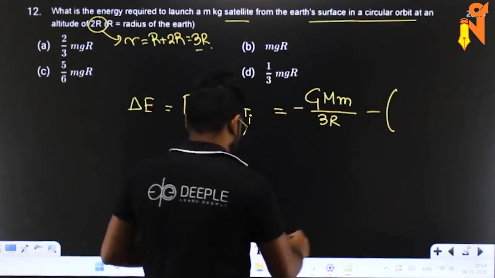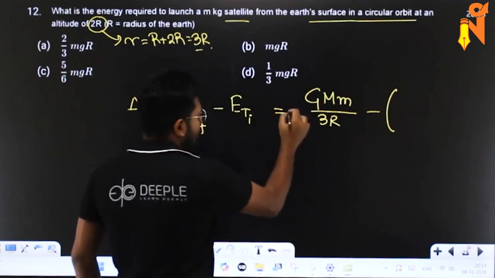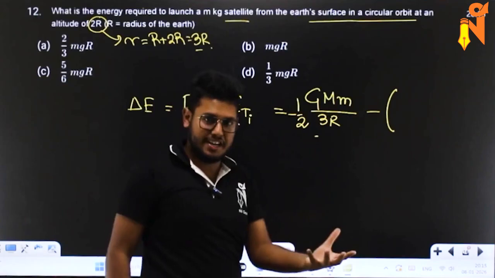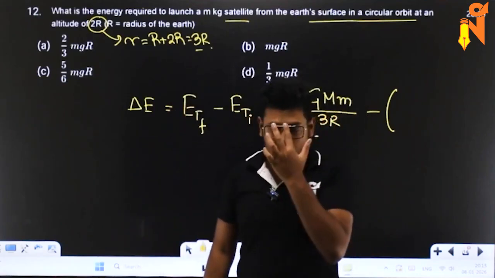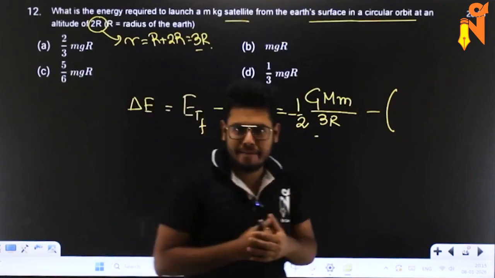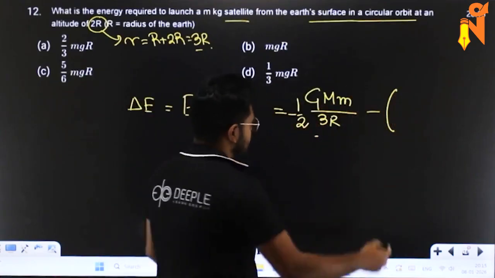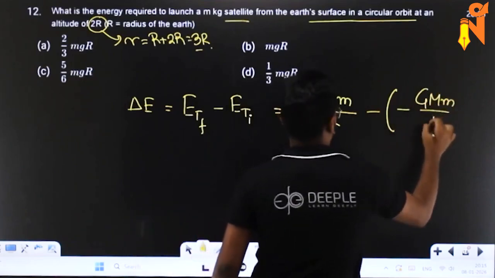Oh, I forgot to put a half here, because total energy is half of the potential energy. Now when the object is on the surface of Earth, they haven't mentioned the body is moving anyway, so kinetic energy is not there, only the potential energy on the surface of Earth. So just put the expression for that, minus G M m over r.